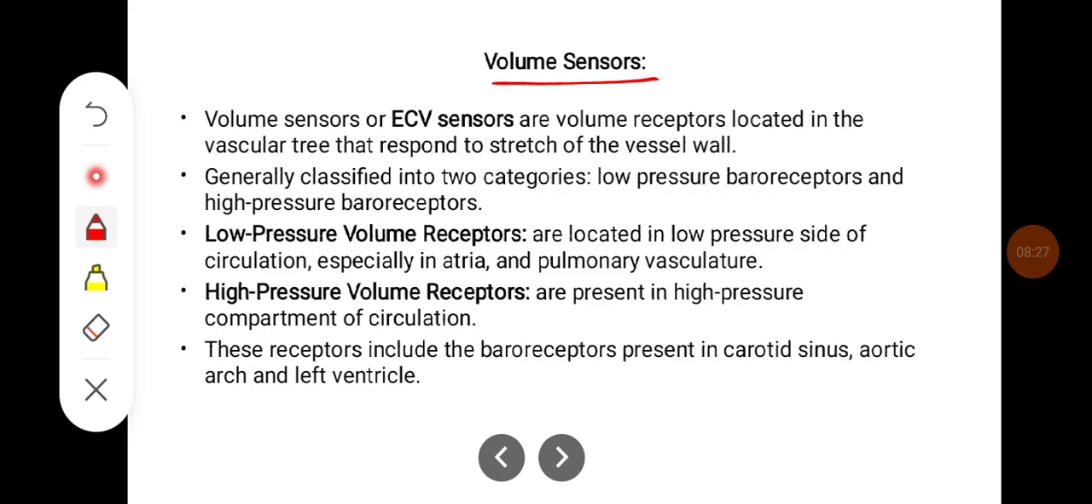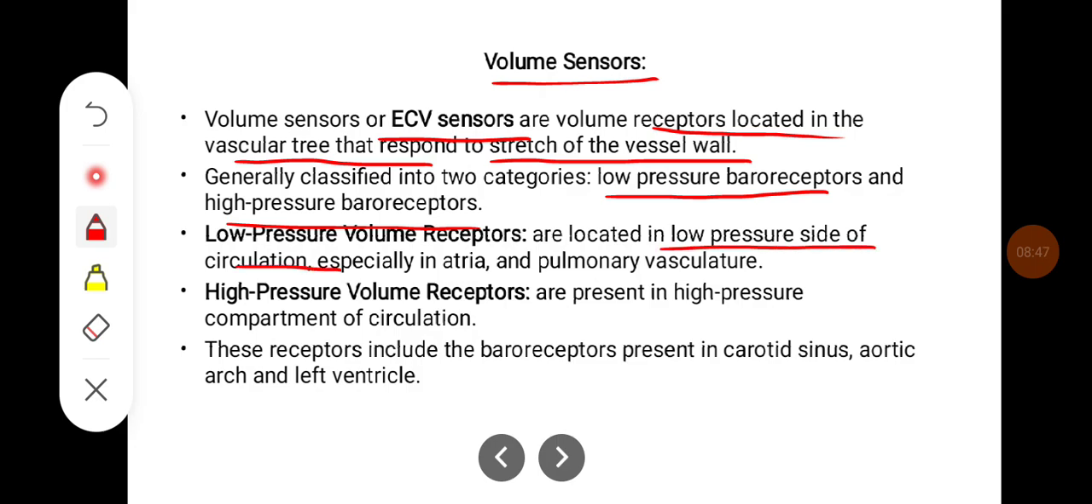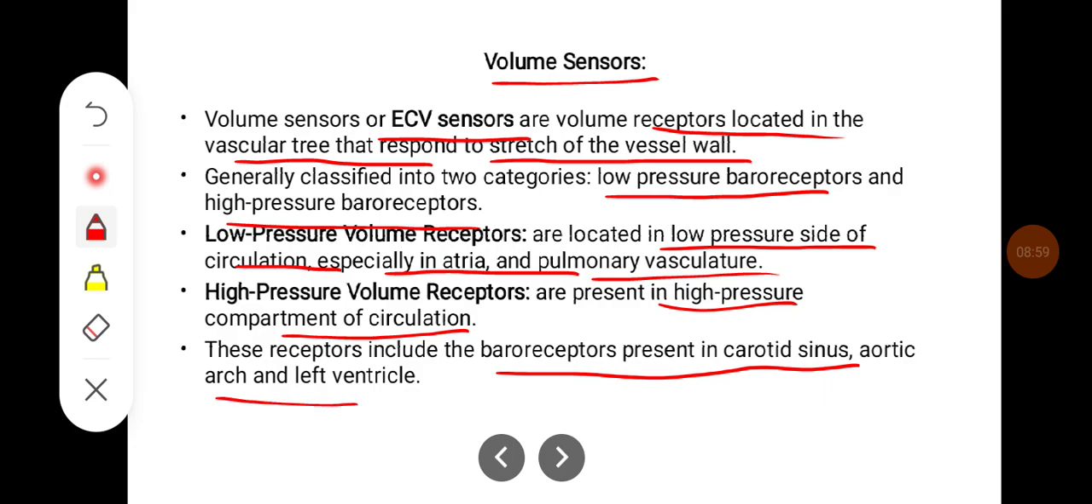Volume sensors, or the extracellular volume sensors, are the volume receptors located in the vascular tree that respond to stretch of the vessel wall. They are generally classified into two categories: low pressure baroreceptors and high pressure baroreceptors. Low pressure volume receptors are located in the low pressure side of circulation, especially the atria and the pulmonary vasculature. High pressure volume receptors are present in the high pressure compartment of circulation. These include baroreceptors present in the carotid sinus, the arch, and the left ventricle.